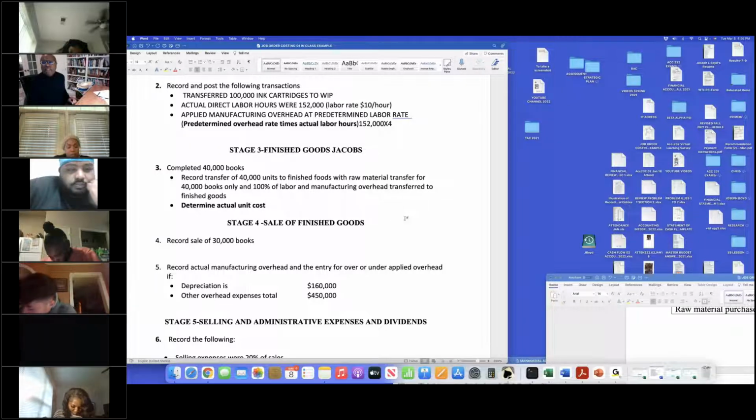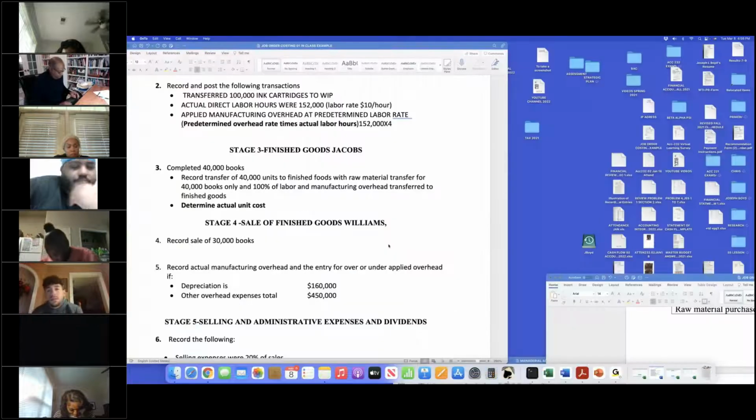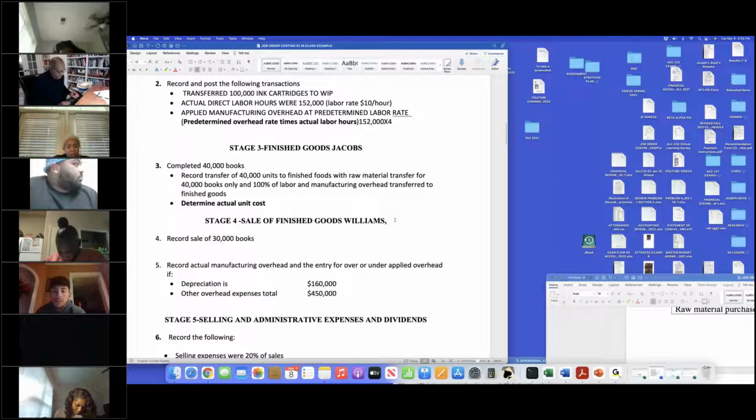Okay, so sale of finished goods. Some people who sell stuff. Williams, and who else are we going to put in here? Hicks. So 10 of these points are on what you do, and the other 10 is on what the whole class does.